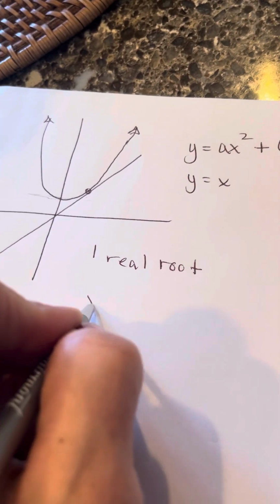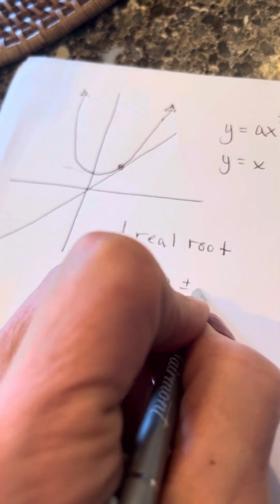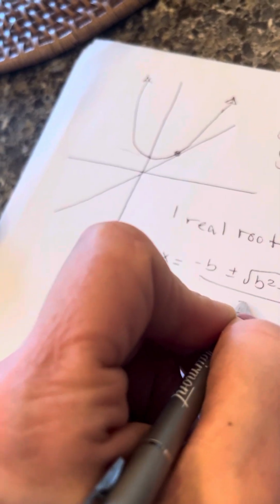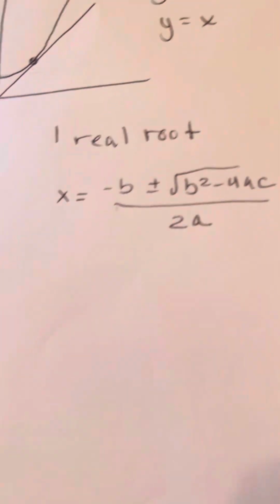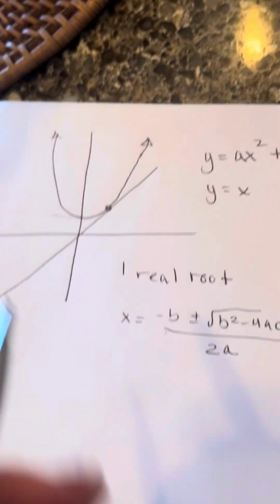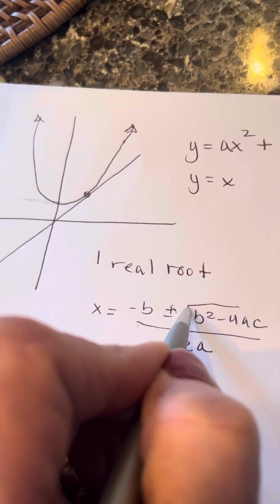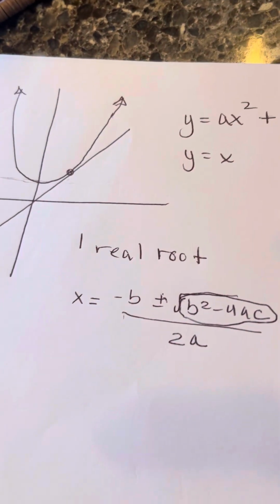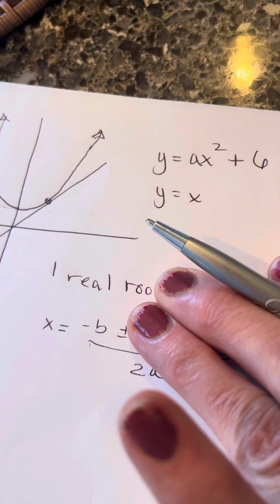If you use the quadratic formula, negative b plus or minus the square root of b squared minus 4ac all over 2a, this will give you two roots because you'll get the positive one and the negative one. The only way you can have one real root is if the b squared minus 4ac under the radical is equal to 0. Then that all goes away and you're just left with negative b over 2a.